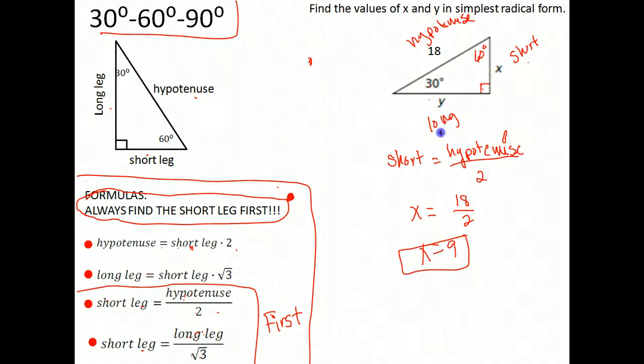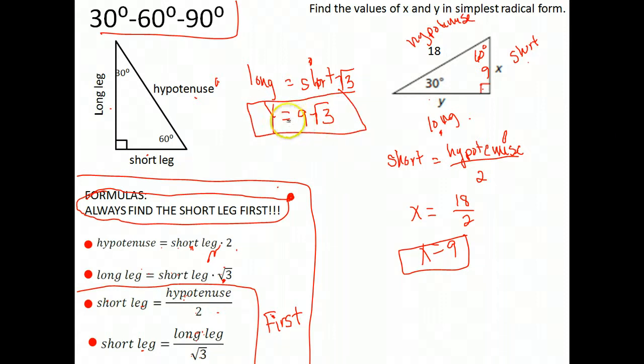Now let's find y. Y is the long leg, so we go over to our formulas and say, how do we find the long leg? You want the one that says long leg equals. And when we come over here, there it is. The long leg equals the short leg times the square root of 3. Okay, so again, formula we're using is that the long leg is equal to the short one times the square root of 3. Our long leg was y. Our short leg was our x, but we just found out that that was 9. So we have our short leg is 9 times the square root of 3. It wanted it left in simplest radical form, so we would just leave it as 9 times the square root of 3.